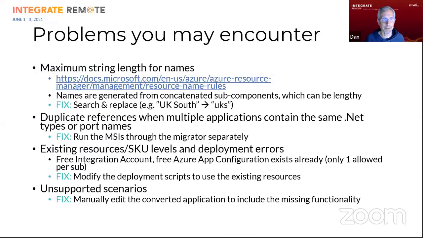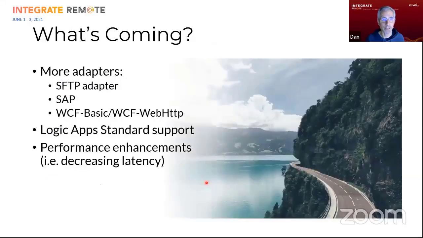Now, there are a list of some other problems, things to watch out for. I won't go through all of them now because I'm running out of time. But one thing to be aware of is when the tool will automatically deploy the cheapest resources that it can, including a free integration account and a free app configuration service. The problem is that you're only allowed one of those in each subscription. So if you've already got one deployed, your deployment will fail. So the way around that is you modify the deployment scripts to either use the existing ones or you use a different SKU on those.